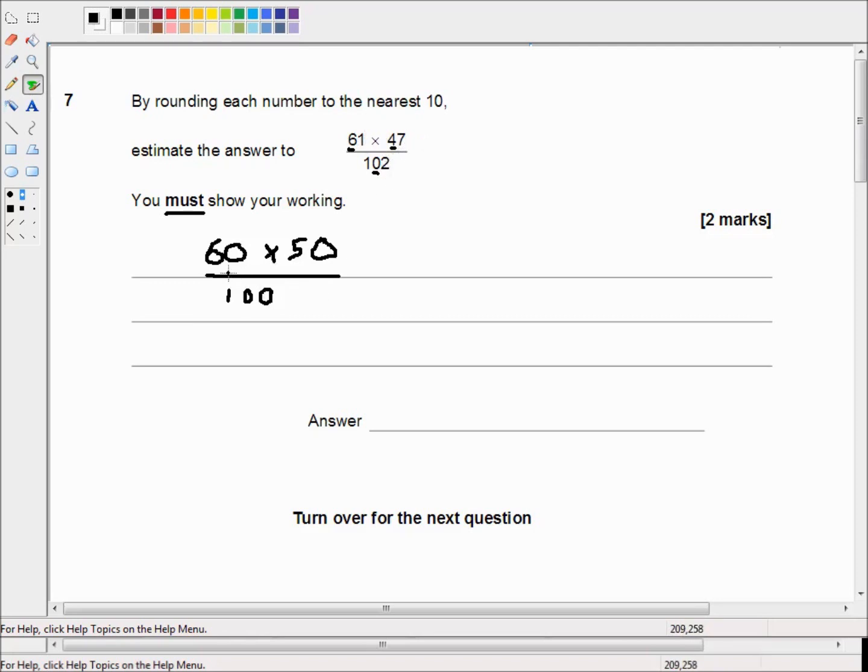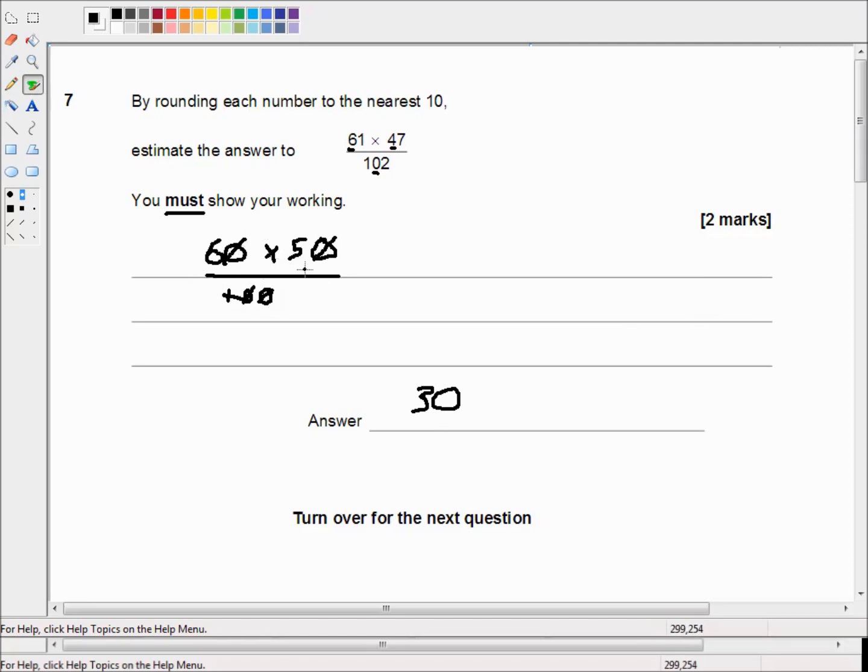So you get your 1 mark for just 60 times 50 over 100. And then if you can get that one right, well, I would simply cancel that 0 from that, and that 0 from that, and anything divided by 1 is itself, so forget the 1. So the answer is just 6 times 5, which is 30. And that's your 2 marks. If you'd have got 30 without showing this, you would have got 0 marks.